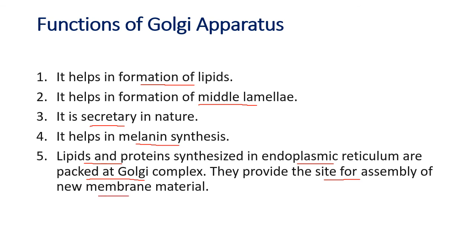So plasma membrane is made up of lipoproteins. The lipoproteins are generated where? In the endoplasmic reticulum. The endoplasmic reticulum makes the lipids, the smooth, and even the Golgi apparatus make the lipids. The ribosome makes the proteins. Now they are carried by the vesicles to the Golgi apparatus, where the Golgi apparatus packs them together and makes a lipoprotein layer for the plasma membrane.